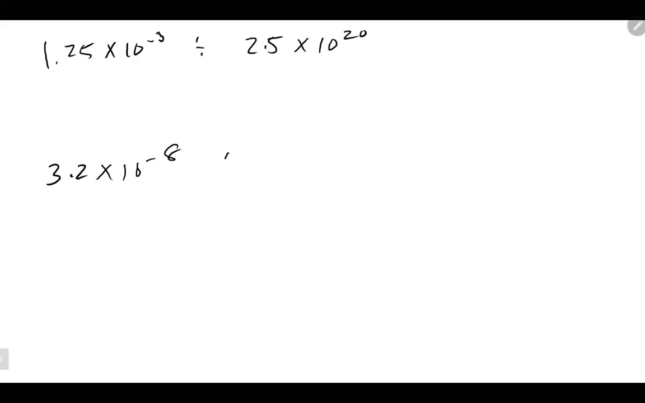Why don't we try a couple here just to make sure everybody knows how to use your calculator. 5 times 10 to the minus 3. And let's divide it by 2.5 times 10 to the 20. And let's do 3.2 times 10 to the minus 8 times 1.2 times 10 to the, and we'll do 16. All right. So see what you get here. I'll do it too, since I just made it up. So hopefully we'll all get the same answer.